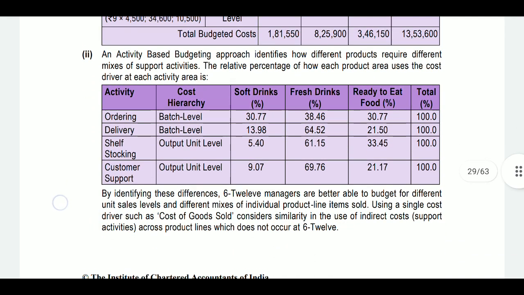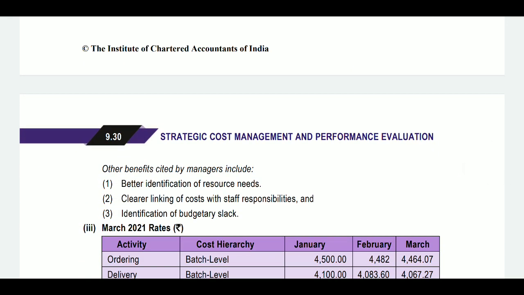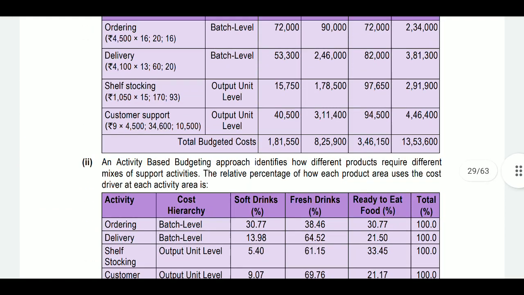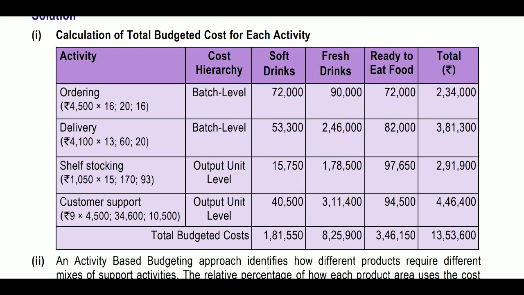And after that, other benefits cited by managers include better identification of resource needs, clearly linking of cost with staff responsibilities, and identification of budgetary slack. So here they provided the cost hierarchy: ordering and delivery are related to batch level, and shelf stocking and customer support are output levels, related to the output side.